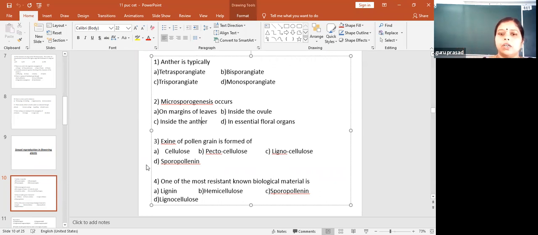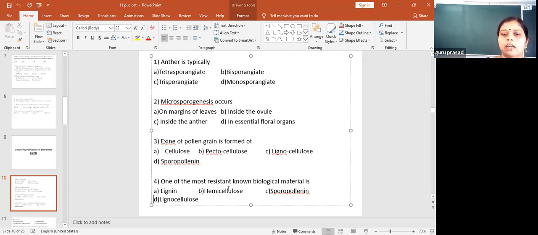Okay, next. So which is the correct option for question number 3? Exine of pollen grain is formed of what? Sporopollenin, isn't it? Which is a strong organic material. The next question is also related to sporopollenin itself. We will see that.